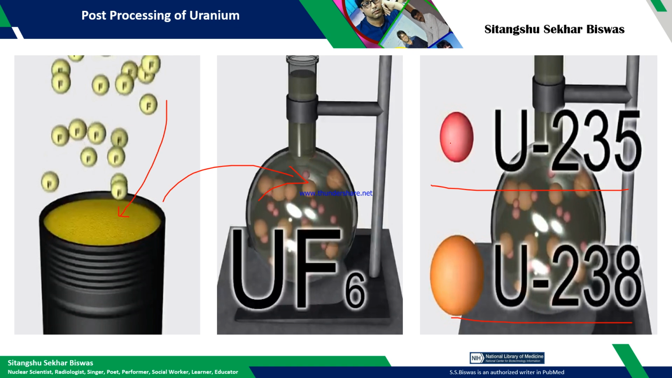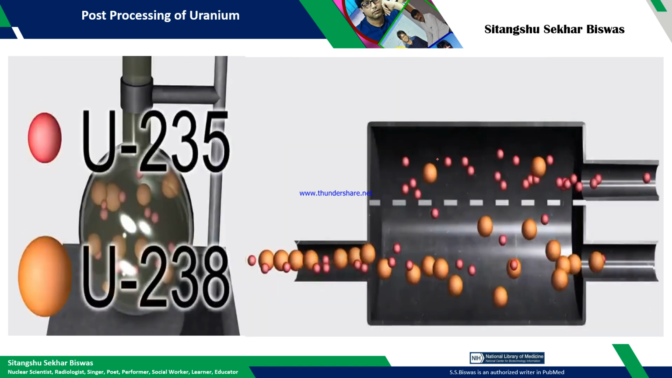Then, using the centrifuge or some mechanical process, you have to increase the concentration of the uranium-235 hexafluoride, and after that it is converted back to uranium. There are several techniques.